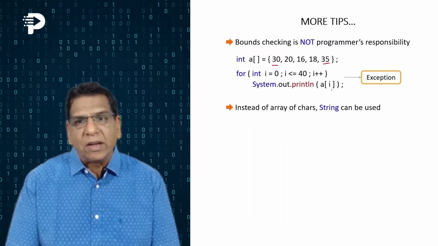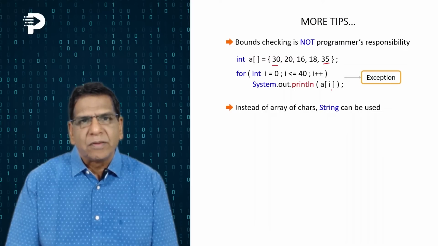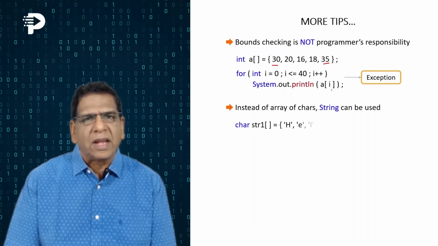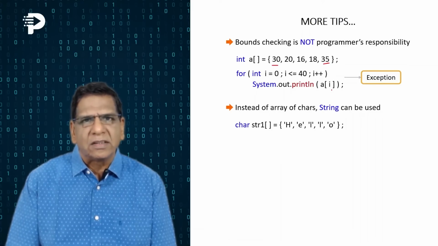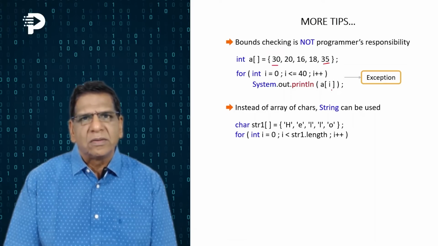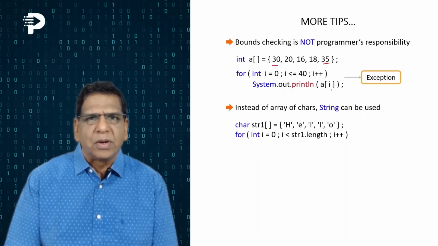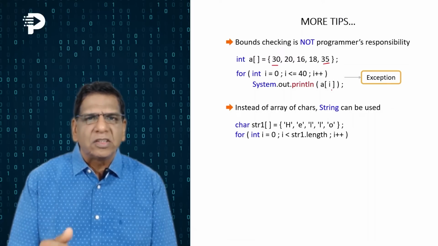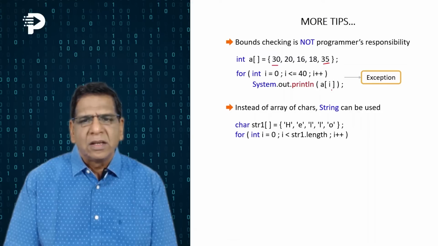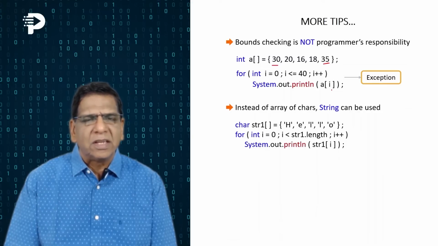Instead of creating an array of numbers, we can also create an array of characters. For example, I can create a char str1 holding such characters: HELLO. And then I can run a loop from 0 to str1.length. That length is really a property of an array which indicates how many elements exist in the array. And then I can have it printed out by saying str1[i].